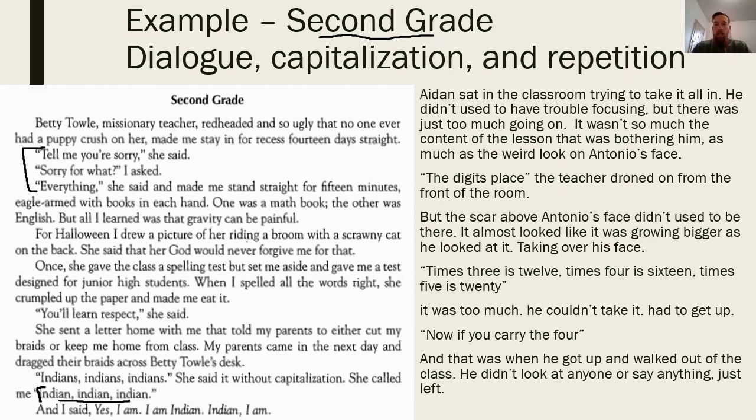But here's my scene. Aiden sat in the classroom trying to take it all in. He didn't used to have trouble focusing, but there was just too much going on. It wasn't so much the content of the lesson that was bothering him, as much as the weird look on Antonio's face. The digits place, the teacher droned on from the front of the room. But the scar above Antonio's face didn't used to be there. It almost looked like it was growing bigger as he looked at it, taking over his face. Times 3 is 12, times 4 is 16, times 5 is 20. It was too much, he couldn't take it, had to get up. Now if you carry the 4, and that was when he got up and walked out of the class. He didn't look at anyone or say anything, just left.